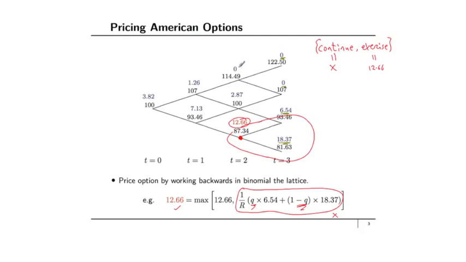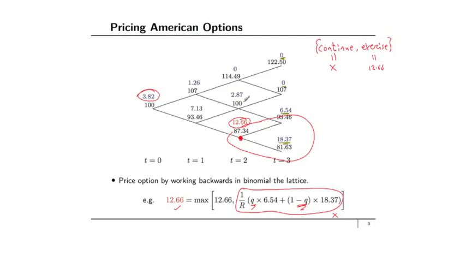So we can work backwards in each period, and we find that the fair value of the American option is 3.82. Not only that, you will see that the only point at which it is optimal to exercise early is down here at this node.